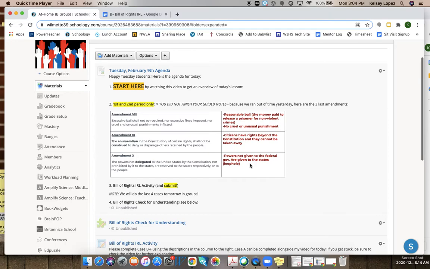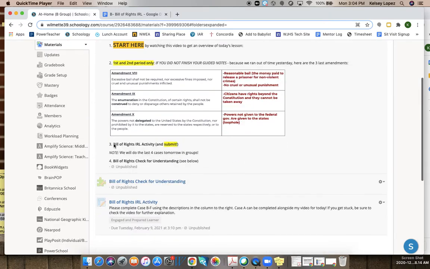Okay, the next thing on here is titled The Bill of Rights in Real Life Activity. In a second, I'm going to go over that. The last thing you're going to do today is the Bill of Rights Check for Understanding. That is this quiz here. It's a practice quiz. It's not graded. Just to go over your understanding of the Bill of Rights. Cool? All right.